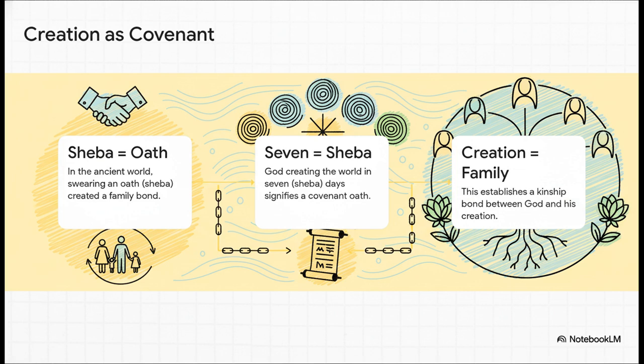So when God creates the world in 7 days, he isn't just marking time on a calendar, he is symbolically swearing a covenant oath with his creation. He's making it his family. The story isn't just about how the world was made, it's a statement that it was made as a family.